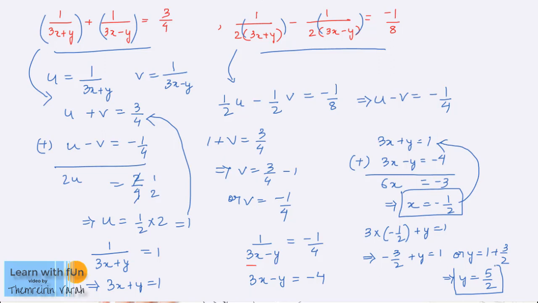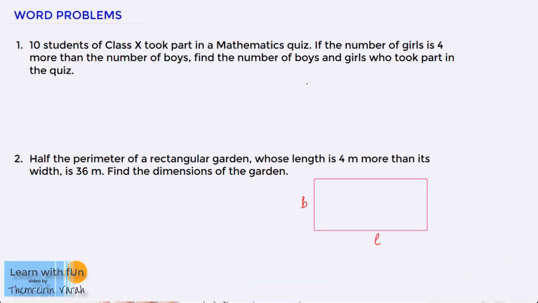and y equals to 5 by 2. That is our answer. Okay, I hope you understood. Now let's move on to word problems. First problem: 10 students of class 10 took part in a maths quiz. If the number of girls is 4 more than the number of boys, find the number of boys and girls who took part in the quiz.